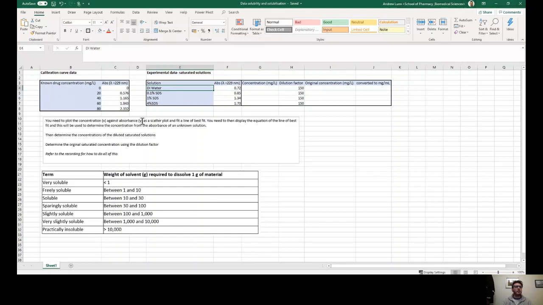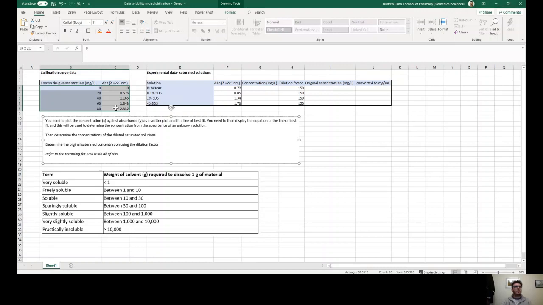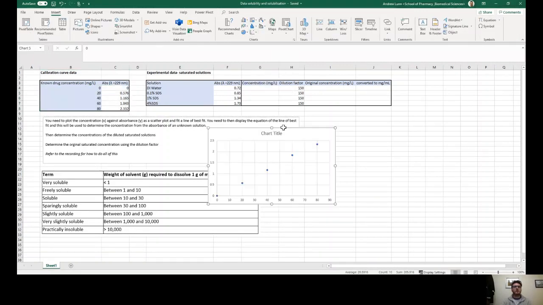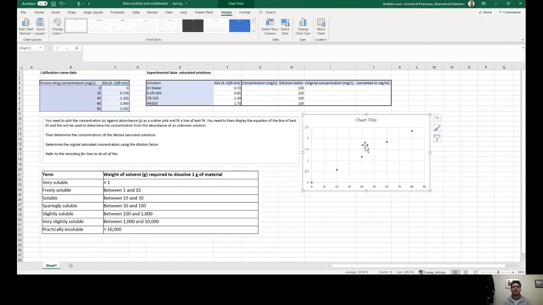So what we need to do is plot our known drug concentrations on the x-axis against our known absorbances on the y-axis. And we're going to do that with a scatter plot. So just going to put that in, and we can see that just over here. So we've got a nice linear relationship. But what we want to know is what that relationship is. So how do I get from an absorbance to a concentration in milligrams per litre?